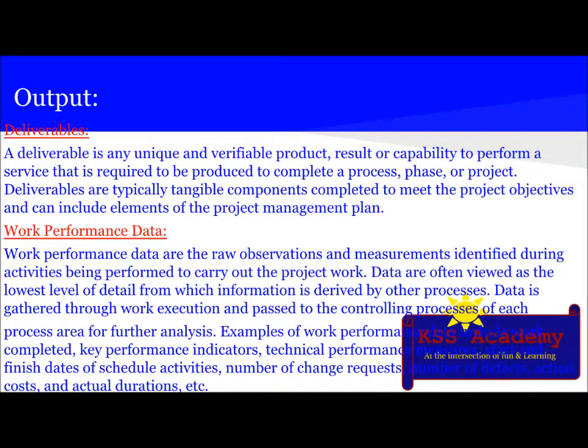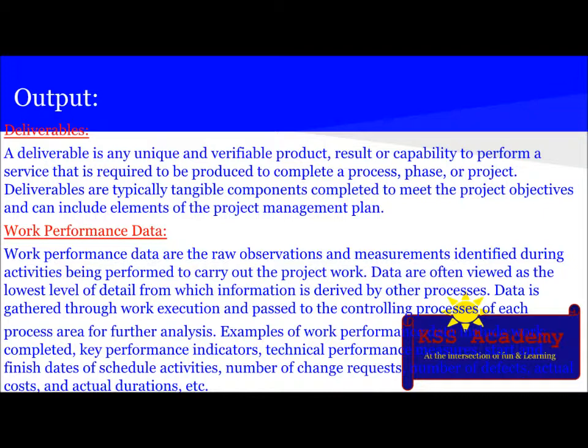Let's learn about the outputs. The first output is deliverables. A deliverable is any unique and verifiable product, result, or capability to perform a service that is required to be produced to complete a process, phase, or project. Deliverables are typically tangible components completed to meet the project objectives and can include elements of the project management plan.